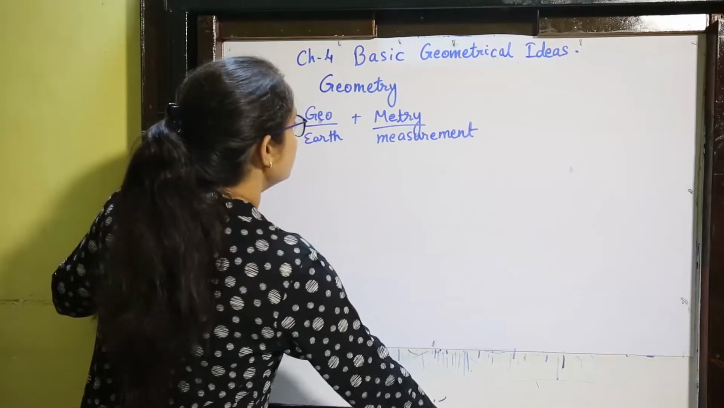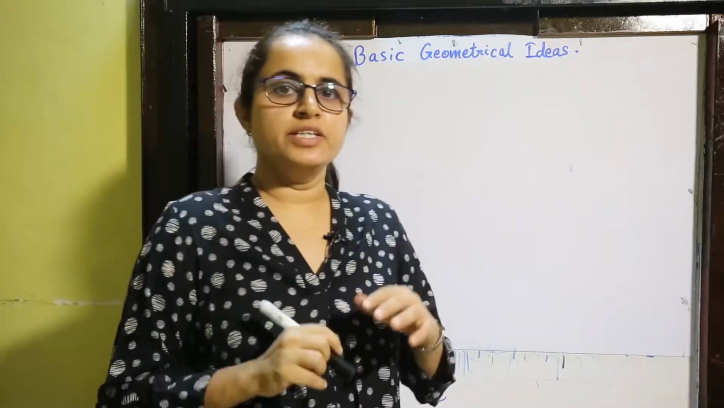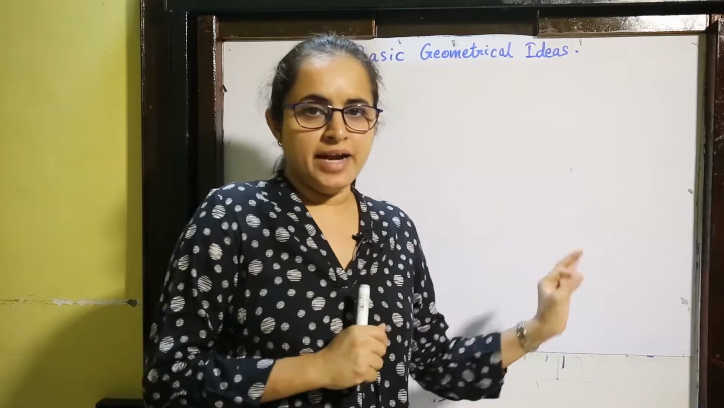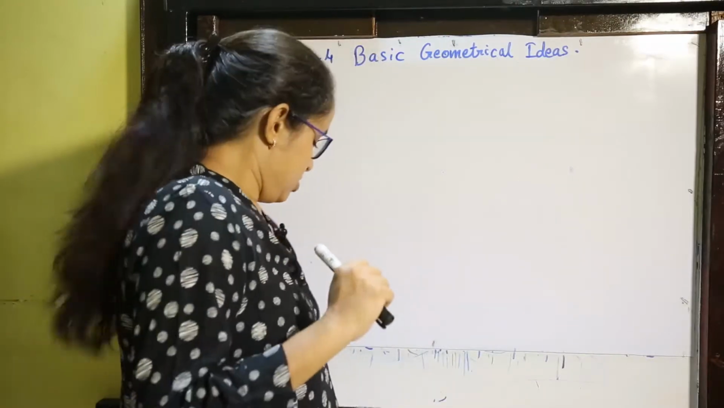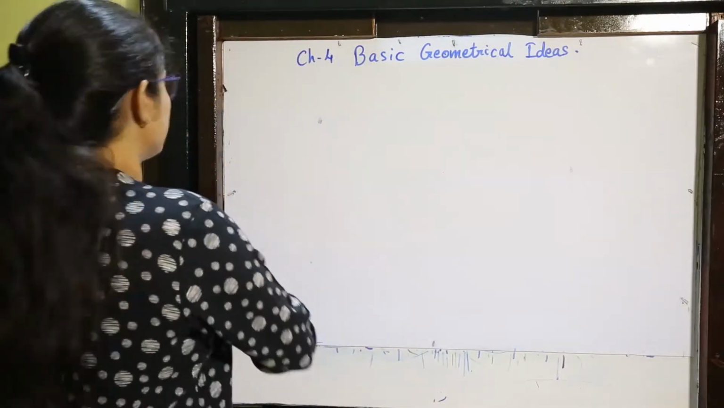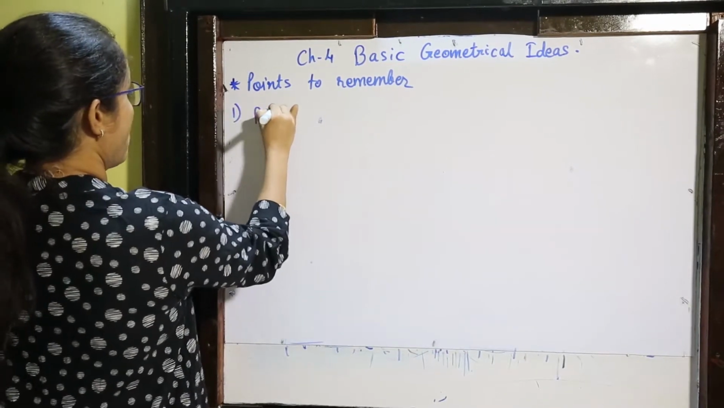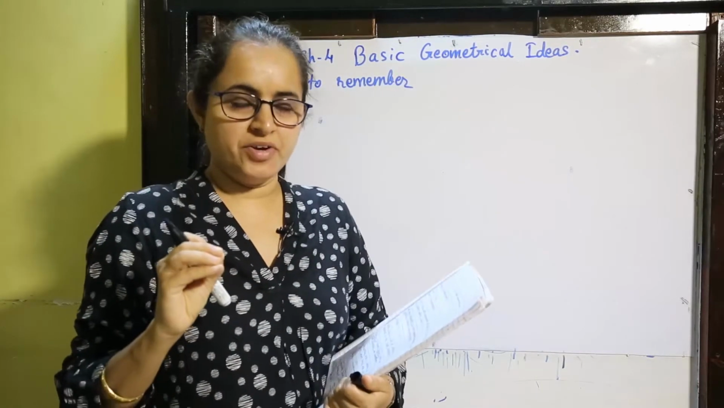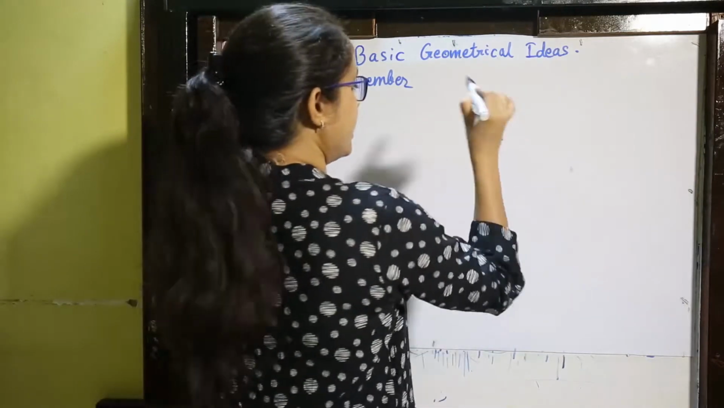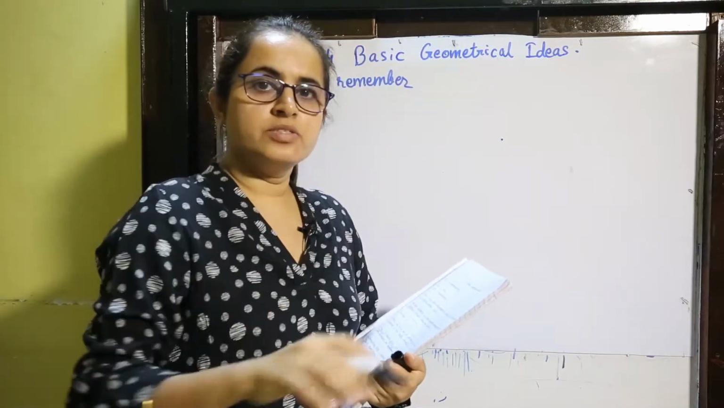Now, first of all, you will write the basic concepts of geometry with me. As I am writing on the board, please copy the same thing in your notebook. First write, points to remember. In that, the first point is point. Now what is a point? It is the first and foremost geometrical concept. A point means any particular location on the surface.